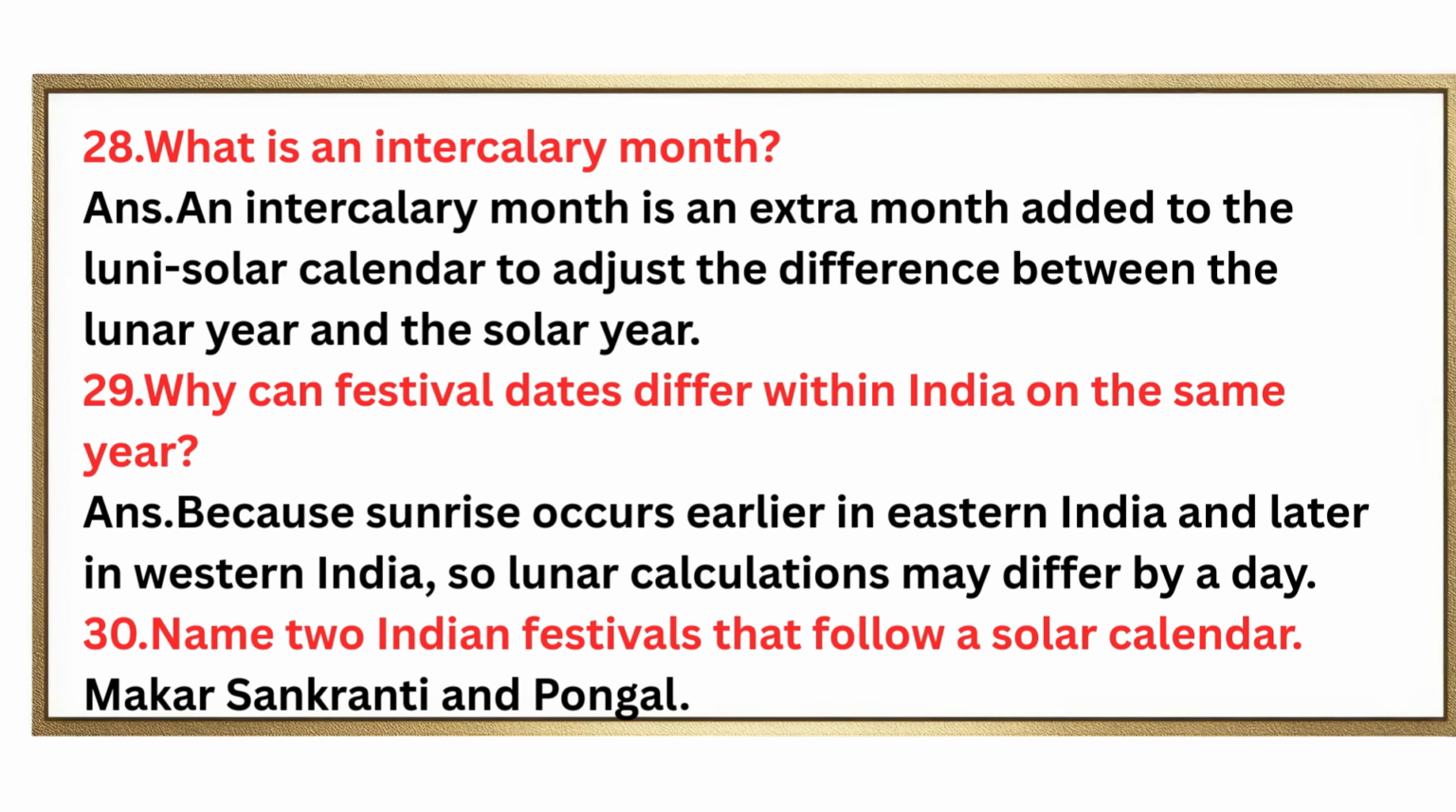Question number 28. What is an intercalary month? Answer. An intercalary month is an extra month added to the lunisolar calendar to adjust the difference between the lunar year and the solar year. Question number 29. Why can festival dates differ within India in the same year? Answer. Because sunrise occurs earlier in eastern India and later in western India, so lunar calculations may differ by a day. Question number 30. Name two Indian festivals that follow a solar calendar. Answer. Makar Sankranti and Pongal.